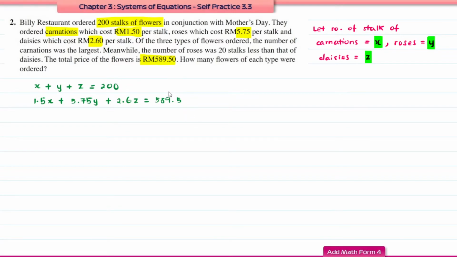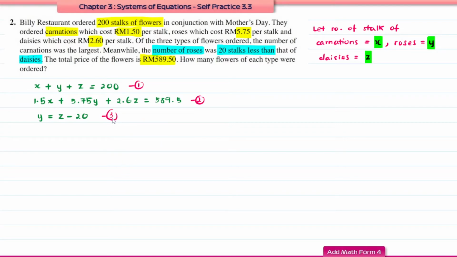And the third equation that we can form is based on this information: the number of roses was 20 stalks less than that of daisy. So the number of roses, which we already labeled as Y, is 20 stalks less than daisy. Daisy is Z, so 20 stalks less is going to be Z minus 20. So now we label these equations as 1, 2, 3.